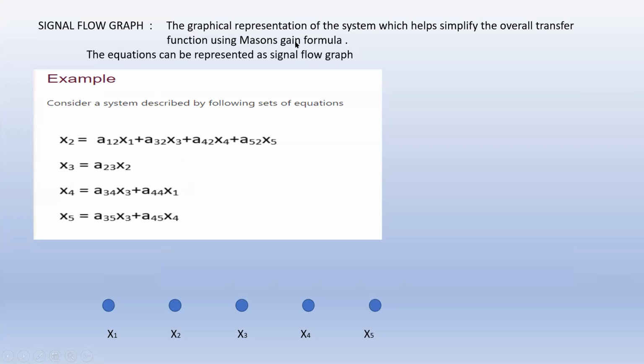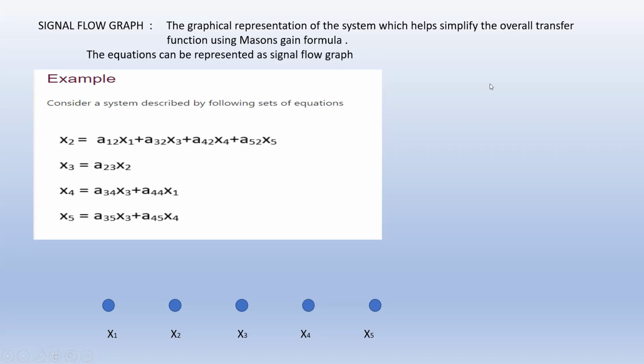In the last video, we discussed how to represent systems using block diagram techniques, and we solved how to simplify a complex block diagram into a simple transfer function based on block diagram reduction rules and equations.